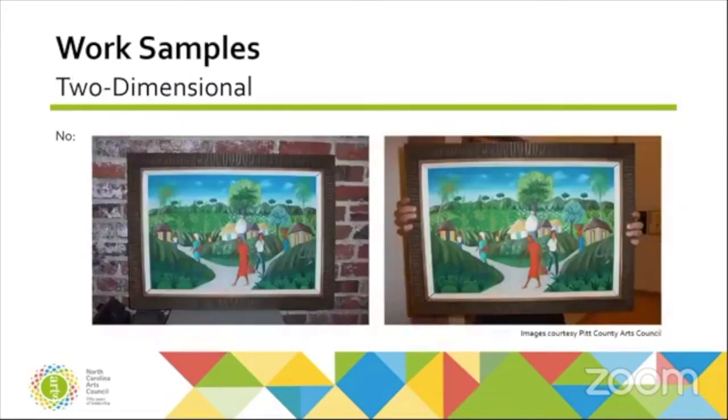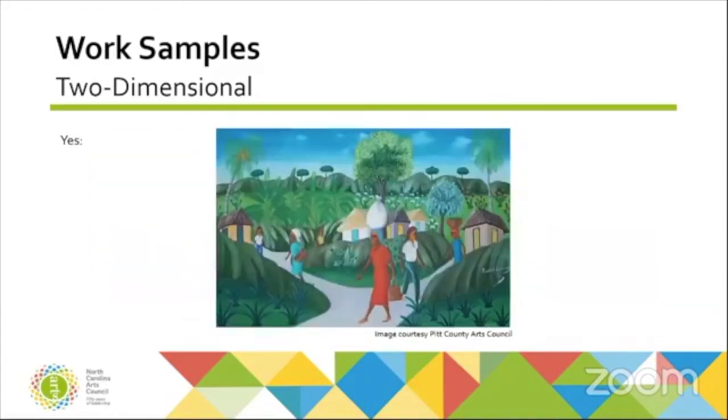So for 2-dimensional work, these are examples of what not to do. Again, unless you're including the brick wall and the pedestal beneath it, the image on the left is not recommended, nor is the one on the right. You're going to want to aim for something like this. For 2-dimensional work, this is just the picture plane, right? This indicates to the panelists that you are to be judging only the painting, unless for some reason the frame or any other factors are integral to the work, in which case you can provide context.